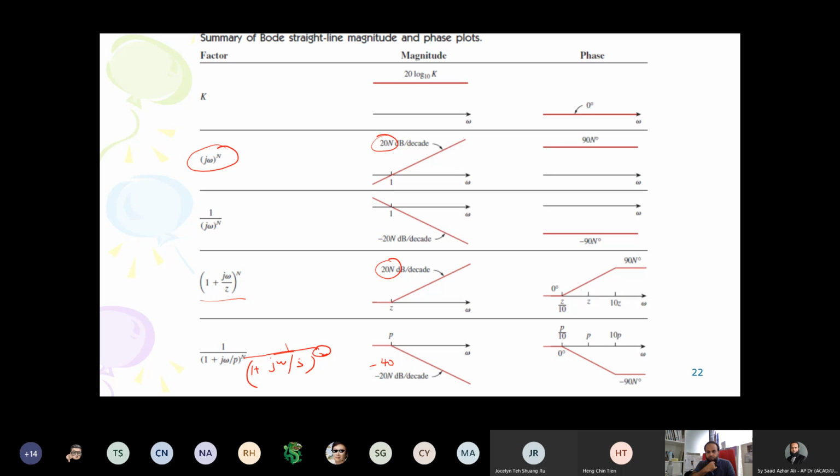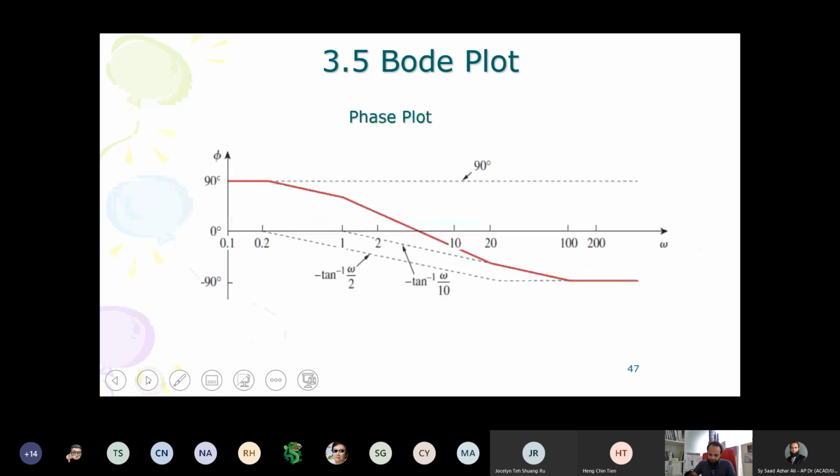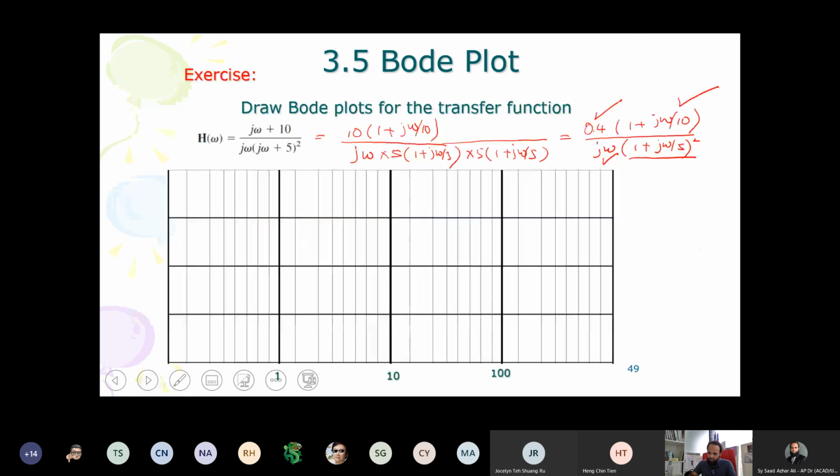Okay, so let me go to the example now again. Remember that when dealing with this corner frequency, when we're dealing with this particular corner frequency 5, we'll have 2 poles there.